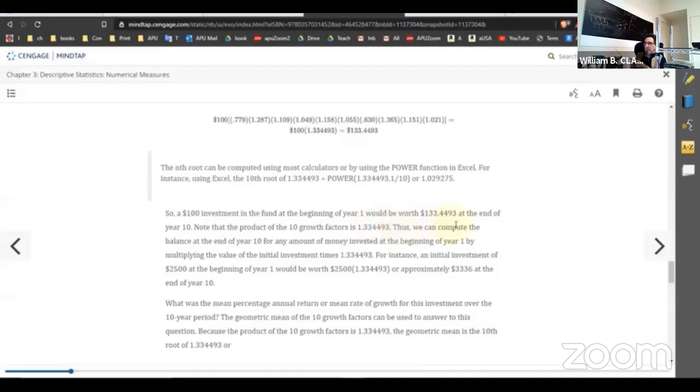Thus, we can compute the balance at the end of year 10 for any amount of money invested. So it doesn't have to be $100, it could be $1,000. You would still multiply it times this, by multiplying the value of the initial investment, $1,000, for example, times this number.